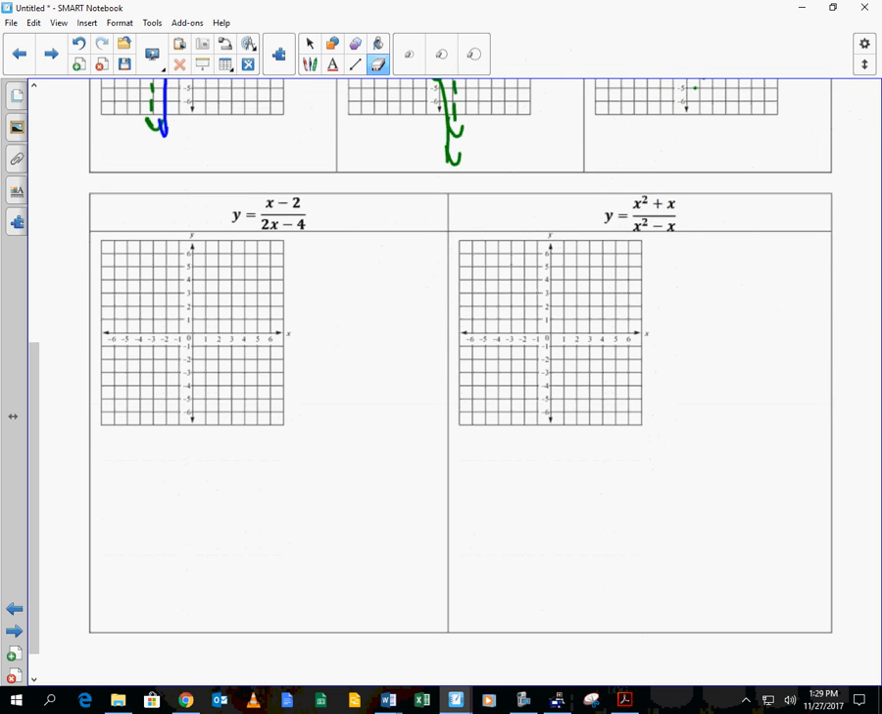All right. Two more. This one's quick. What do you notice about this one? Look at the function. See if you can notice it. Factor out a 2. Yeah. So x minus 2 over 2 times x minus 2. And what happens? You're left with, right, so you get y equals 1/2.